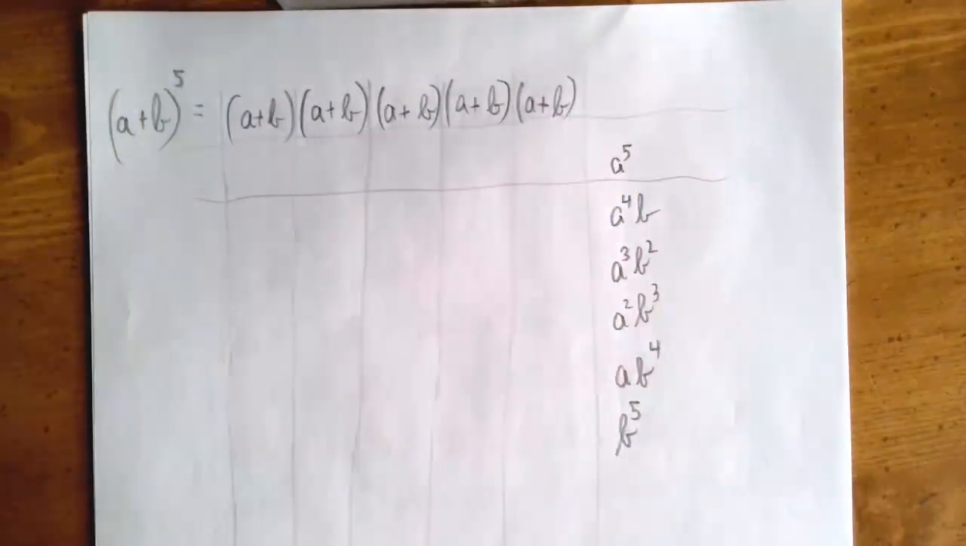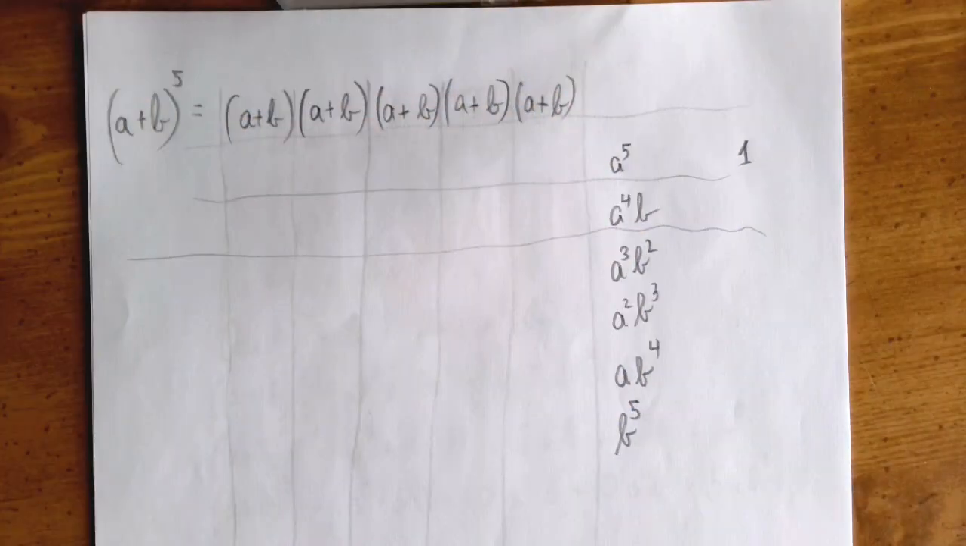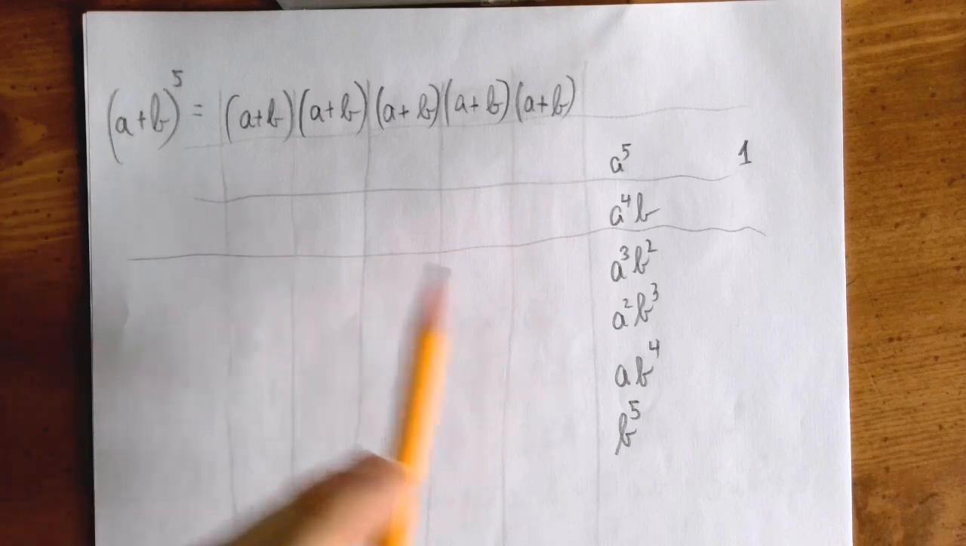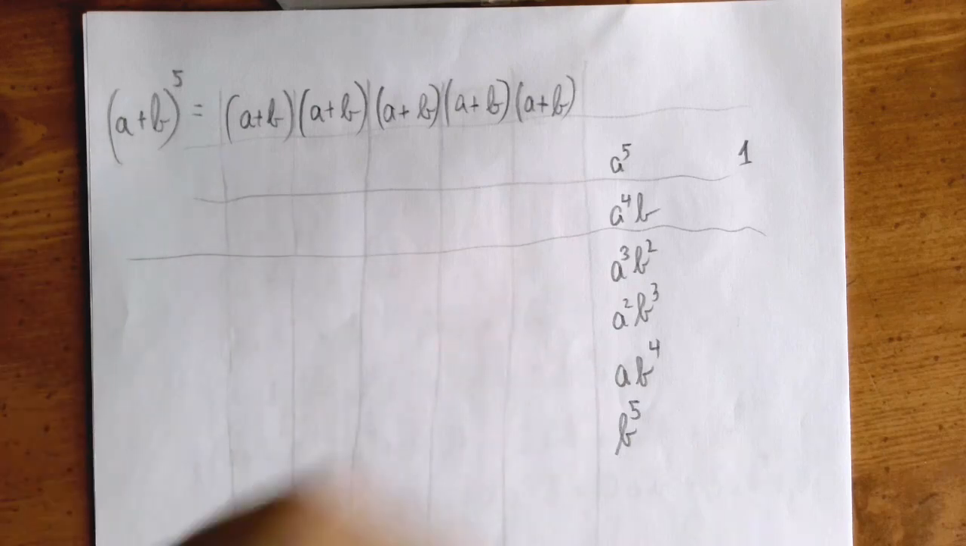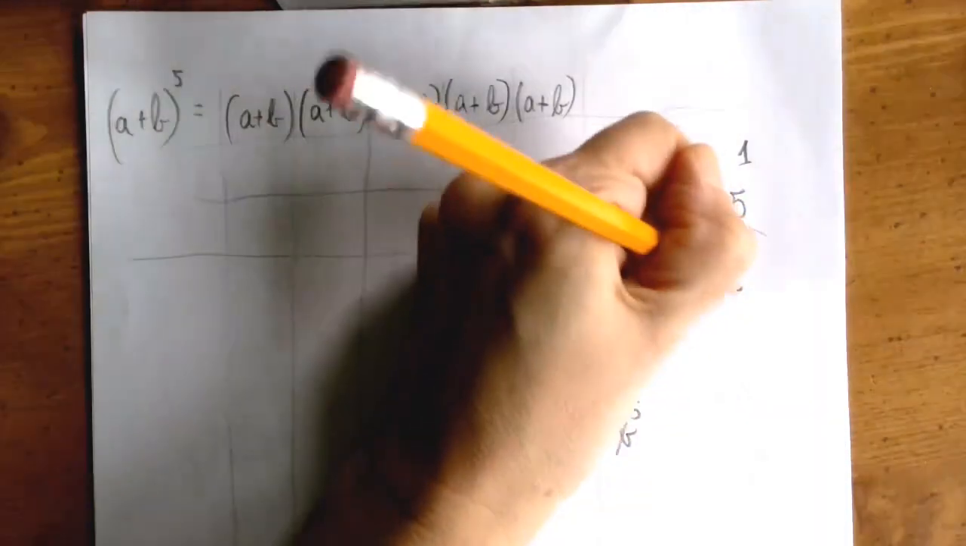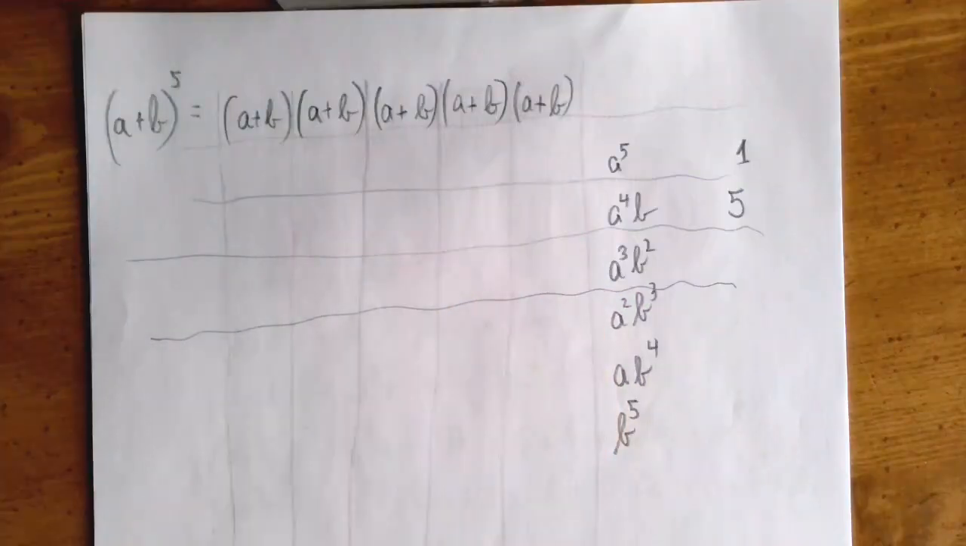A to the fifth power, there is just 1, right? What about a to the fourth b? In one factor we pick b, and in all the others we pick a. Then basically the question is, in which parenthesis did you pick b? Well, either the first or the second or the third, and so on. So there are 5 of those. Okay, let's see the next one. So a cubed b squared.